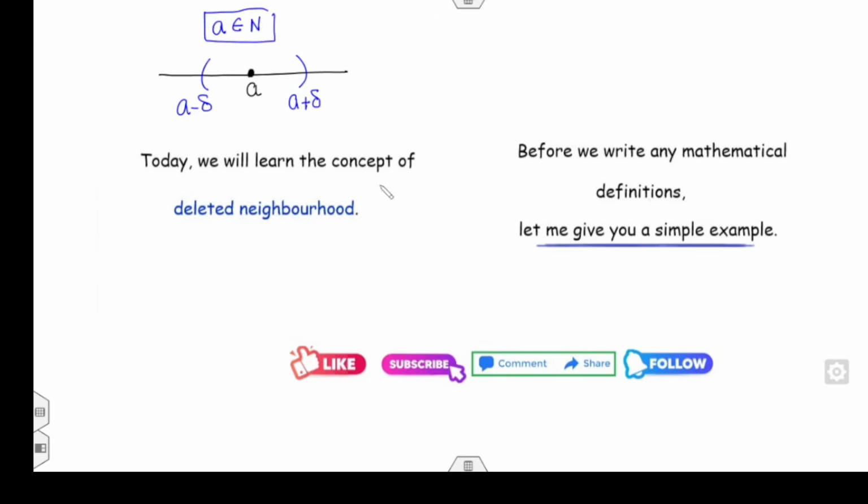Fine. The deleted neighborhood means the point itself is not a part of the neighborhood.